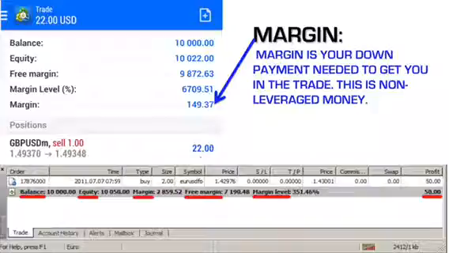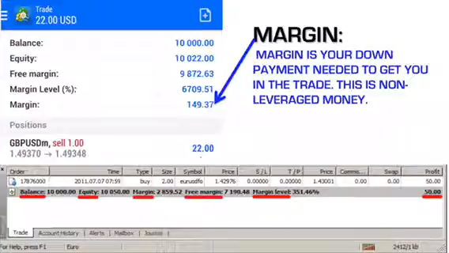Margin is your down payment needed to get you into the trade. This is non-leveraged money. So I did talk to you guys about leverage. So go back to the video that talks about lots and leverage. But margin is basically, for instance, when you buy a house, you don't just get to go into a bank and say, hey, I want to buy this $250,000 house. Great, right? Just give me the money. They're going to say, well, we need 20% of that $250,000. They're going to take 20%.